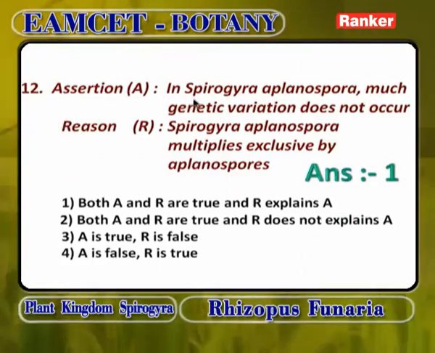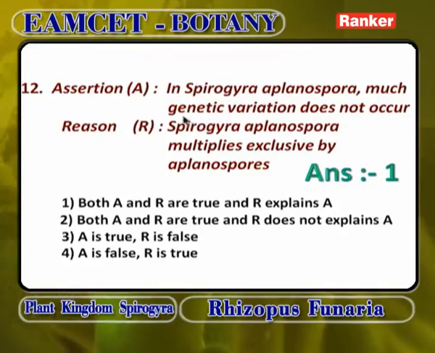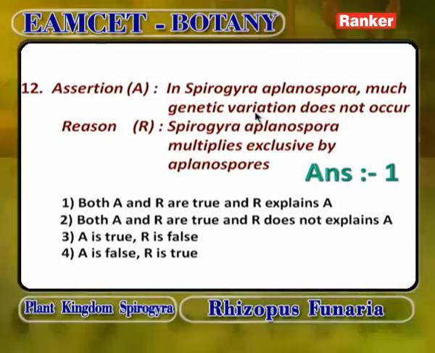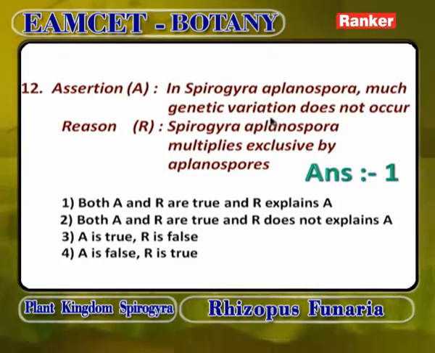This is an assertion reasoning. In Spirogyra aplanospora, much genetic variations does not occur. In Spirogyra aplanospora, much genetic variations does not occur because here fusion of gametes does not take place. Just cell contents condenses to form a special non-motile thick-walled spore called aplanospore. Every cell in Spirogyra aplanospora produces aplanospore.